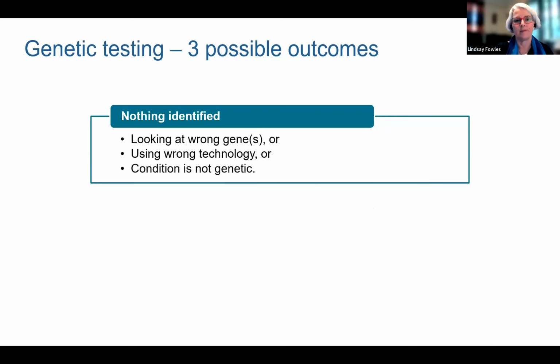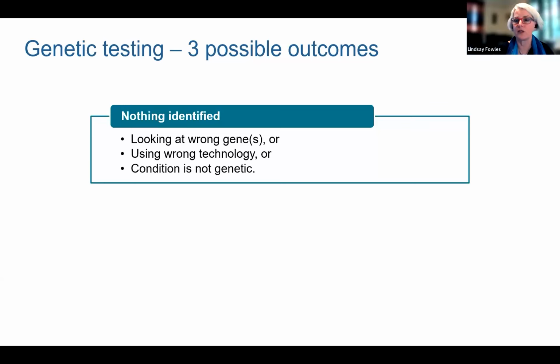So nothing's identified. Why didn't we find something? And it might be that there's a very clear family history. The clinical picture is such that we know that this is an inherited condition. Surely we would have found something. But there are reasons why sometimes we don't. Sometimes the testing has focused on the wrong genes, or the genes that are involved in this family's condition haven't been discovered to be involved in that condition yet.